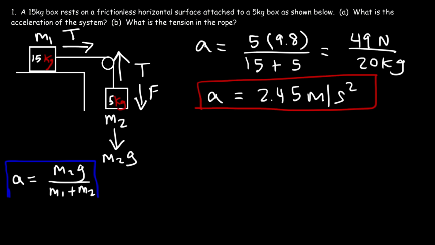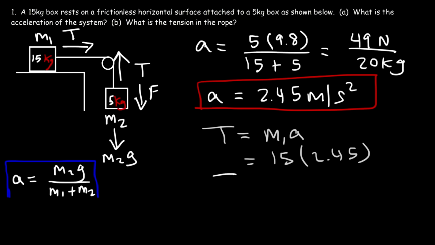Next, we need to calculate the tension in the rope. The easiest way to do that is using this equation, m1a. So it's 15 kilograms times 2.45 meters per second squared. And so the tension force is 36.75 newtons.